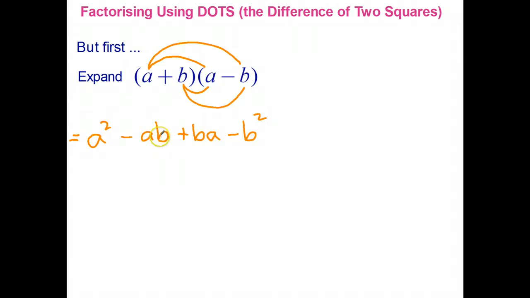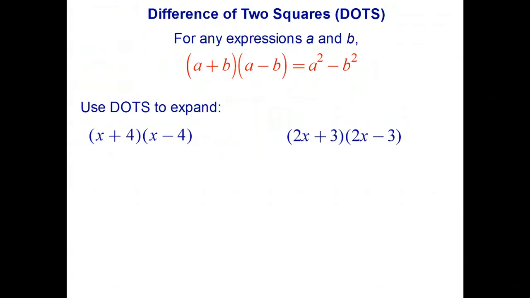Now minus ab plus ba, well, ba is the same as a times b, so we really have ab minus ab. They go to 0, and we're left with just a squared take b squared. So when we're expanding expressions that fit this pattern, we can do it in one step, and there's the answer. So let's just try a couple of those before we move on to factorizing.